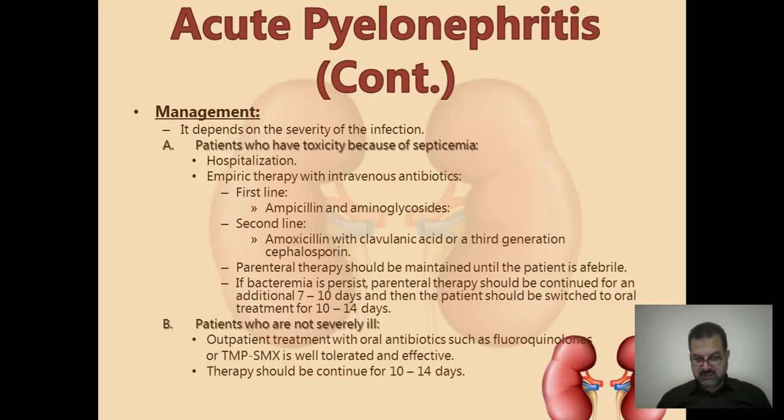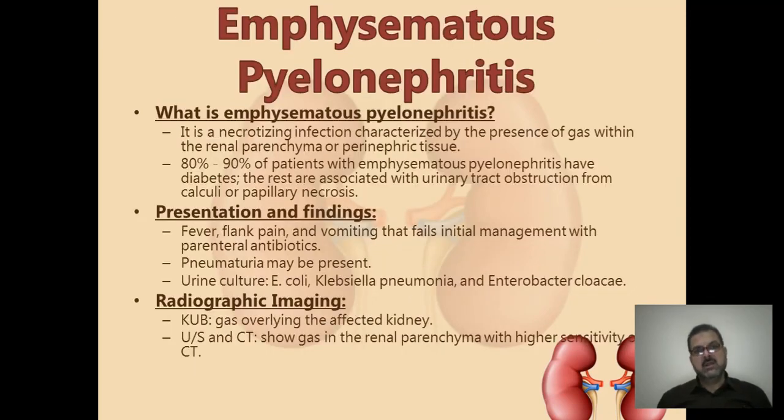And if the patient is coming with mild infection, you can just give him 2 weeks of antibiotics in the form of fluoroquinolones or trimethoprim-sulfamethoxazole. Emphysematous pyelonephritis is a necrotizing infection characterized by the presence of gas inside the parenchyma of the kidney.